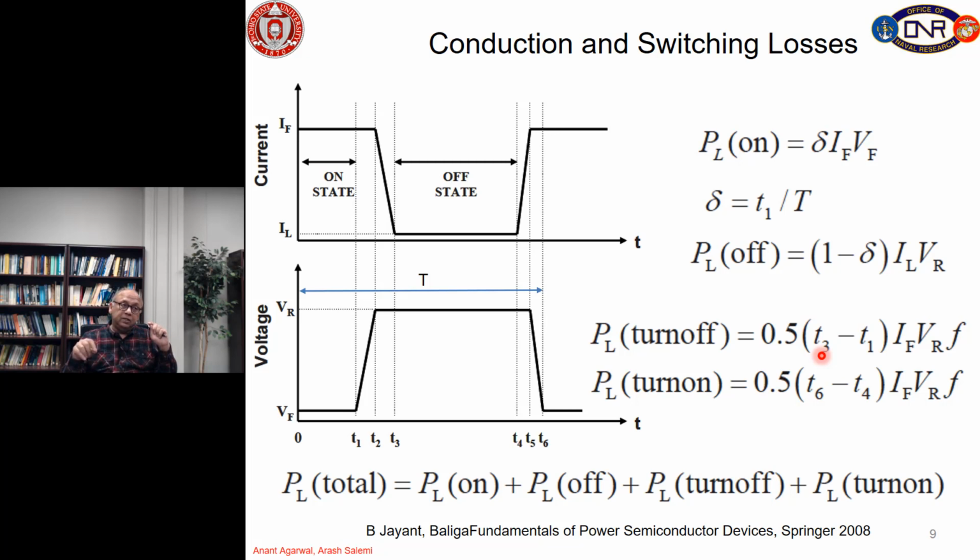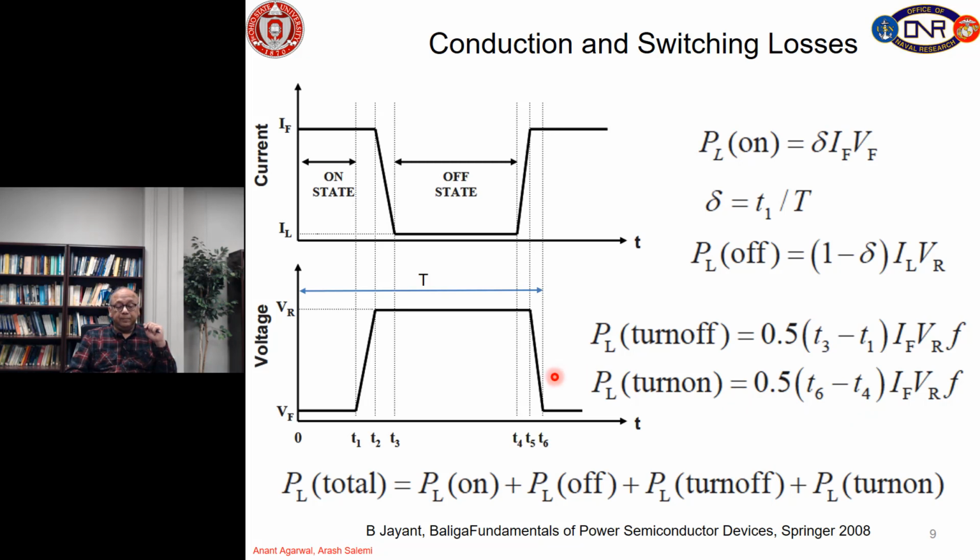So, if we multiply it by the switching frequency, that gives us the total turn off loss. If the switching frequency is high, then so many cycles are taking place in every second. So, the loss becomes higher. Similarly, if the switching frequency is low, then the turn off loss is lower. The turn on loss is the same thing.